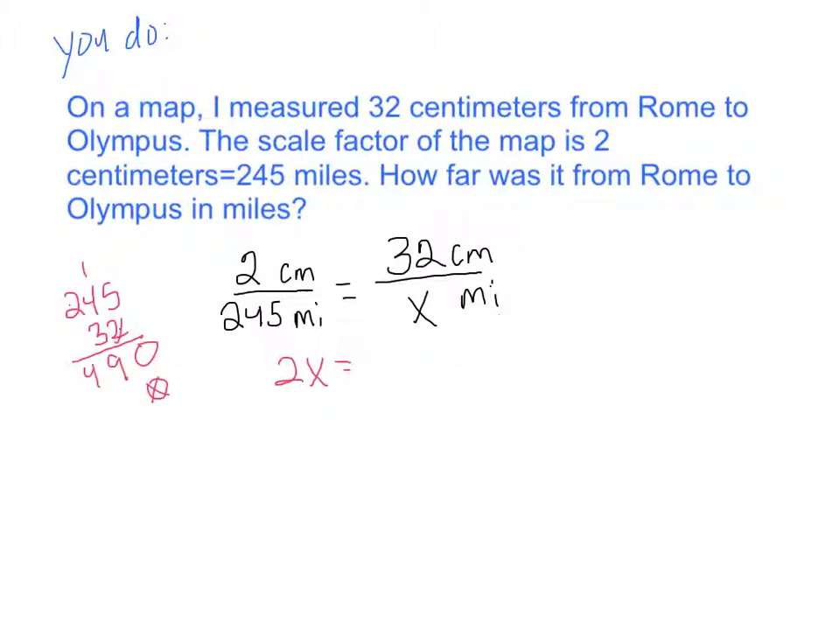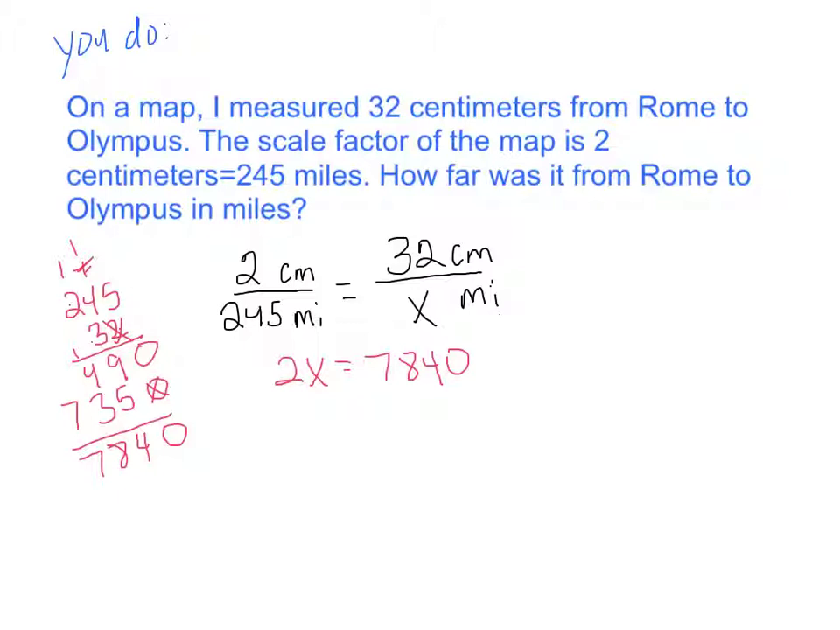Cross off, cross off, cross off. 3 times 5 is 15. 3 times 4 is 12 plus 1 is 13. 3 times 2 is 6 plus 1 is 7. 9 plus 5 is 14. 4, 5, 6, 7, 8, and 7 is 7,840 is what that should be, if I did my calculations correctly.